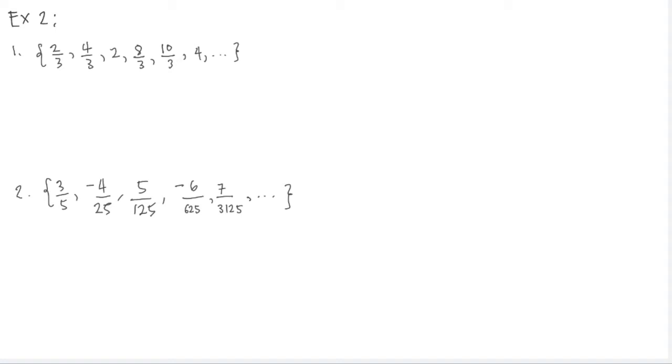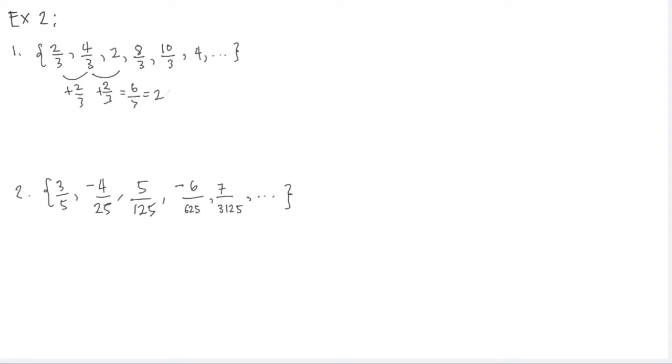Let's try addition. What do we need to add to 2 thirds to get 4 thirds? Of course, that's 2 over 3. So if we add 2 over 3, we get 4 over 3. Now, if we add another 2 over 3 to 4 thirds, we get 4 plus 2, that's 6 over 3, which is equal to 2. So we get the correct pattern. We need to add 2 over 3 to each term.